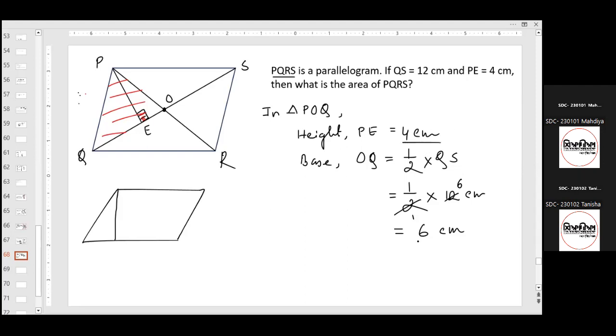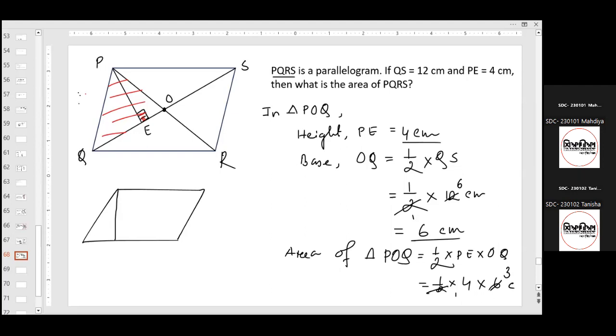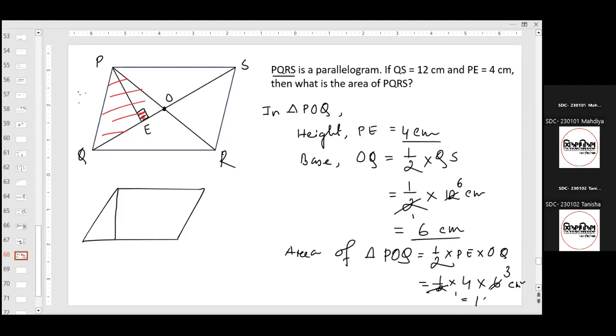No, our concern is not whose father is disturbing, our concern is the area of the triangle, right? Now can you find out the area, because we have the height and the base. Area of triangle POQ is equal to half into PE into OQ, and that is half into 4 into 6, which is 12 centimeter square, right? Is this the area of the parallelogram, Tanisha? No, sir. It is the area of this triangle POQ.